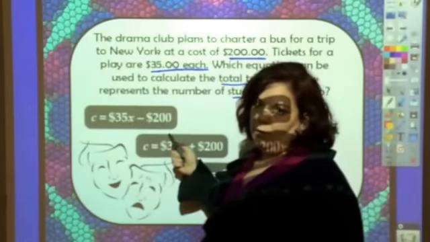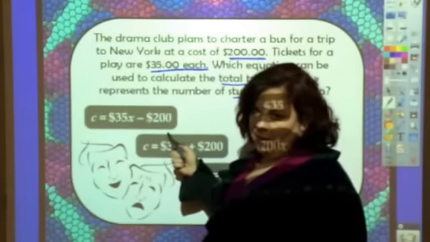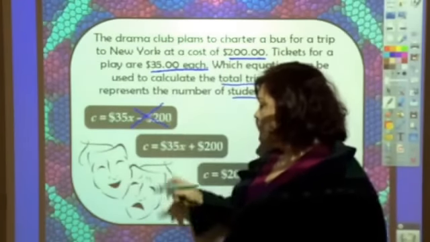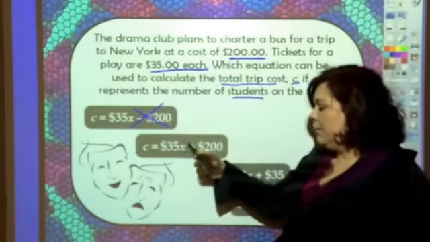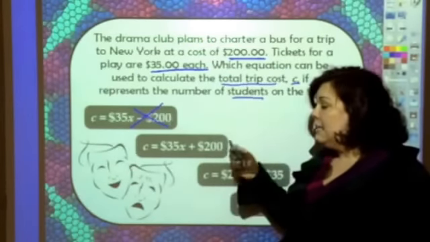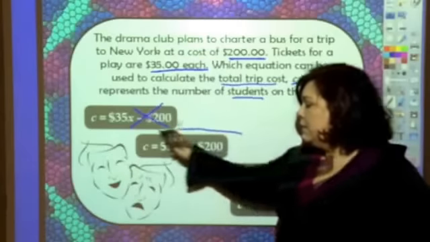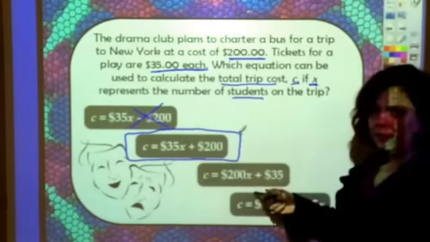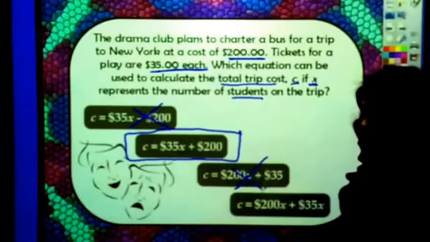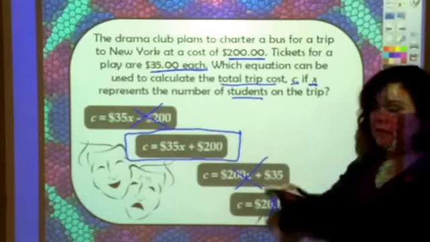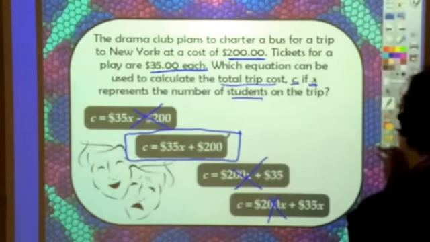Subtract $200. Do they get a rebate for doing the bus? No. It's going to cost them to do the bus. This says $35 a ticket plus $200 to do the bus. That is the total cost here. Now let's look at this one. $200 a ticket? I don't think so. And $200 a ticket? No. So it's not going to be this. That's why it has to be this one.